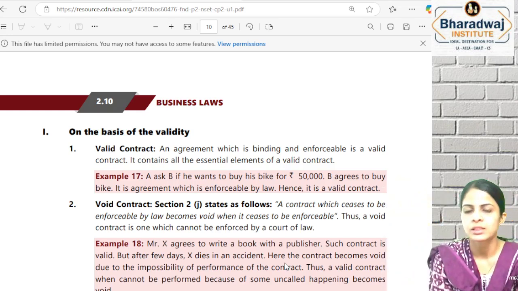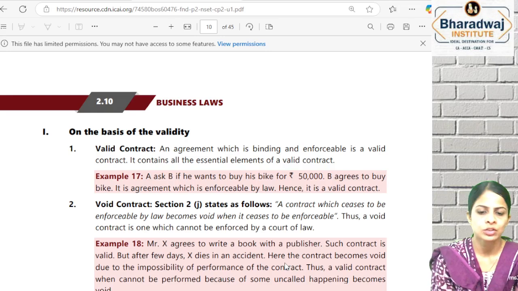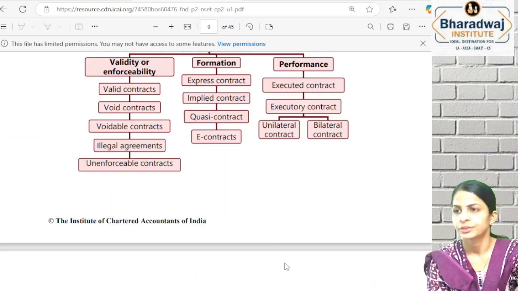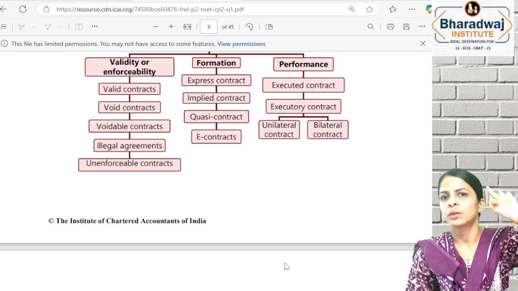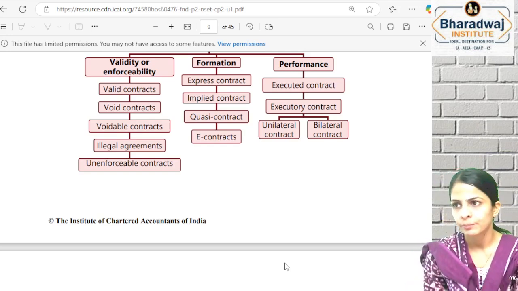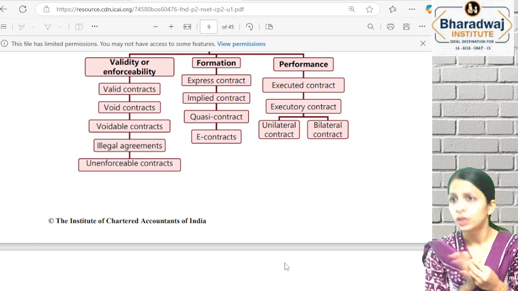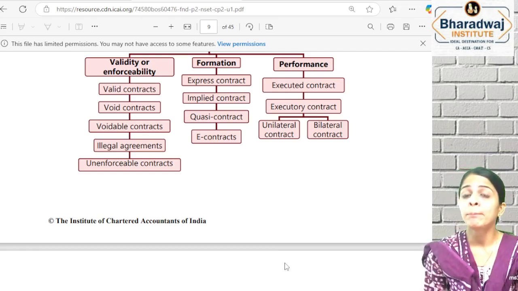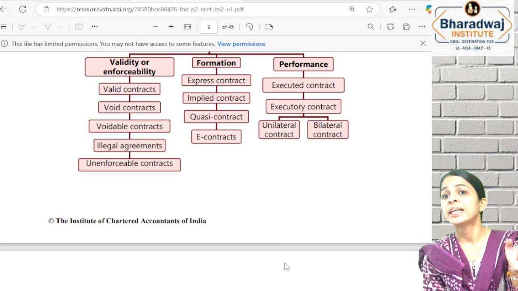Next, on the basis of formation, there are four contracts. First one, express. Second one, implied. Third one, quasi. Fourth one, e-contracts. Express contracts are made either orally or in writing, by words. It is termed as express contract. Implied contract, the term used is by conduct of parties.